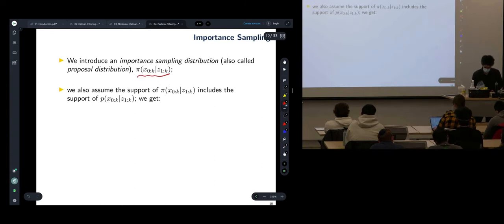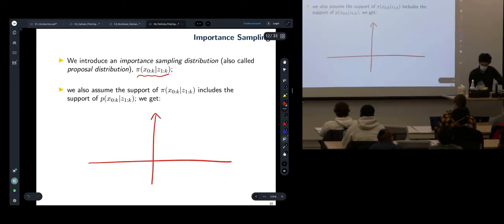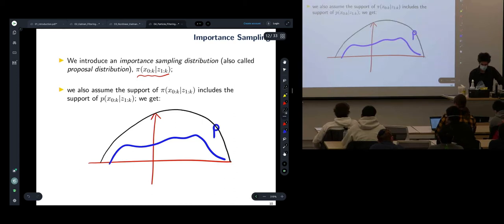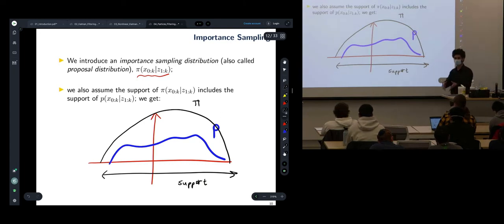Define a new distribution that we know, anything that you know. Call it importance sampling distribution or proposal distribution. However, we need to make an assumption that if this is p, my proposal distribution's support covers the true posterior.